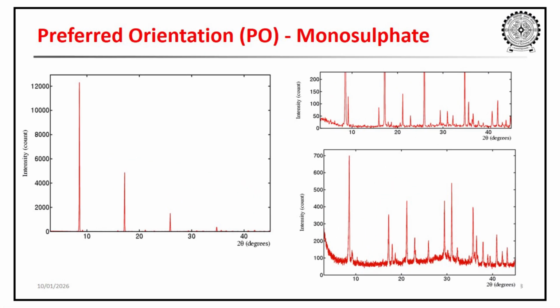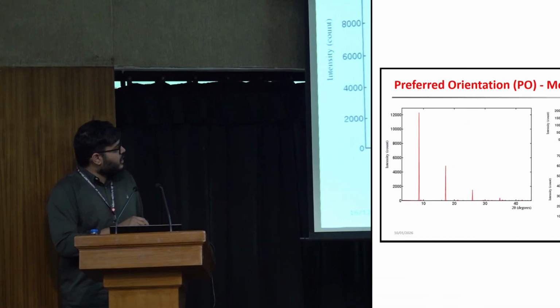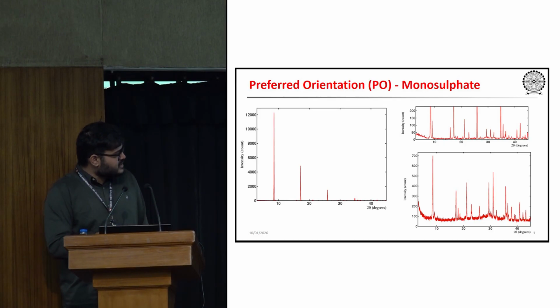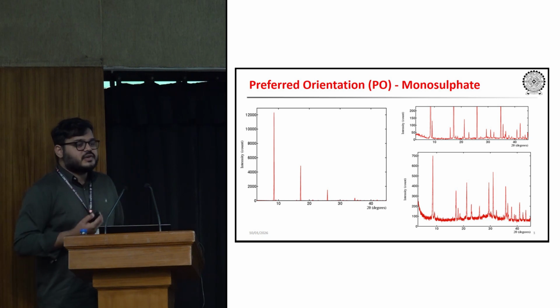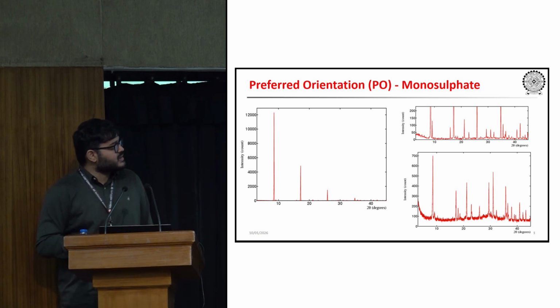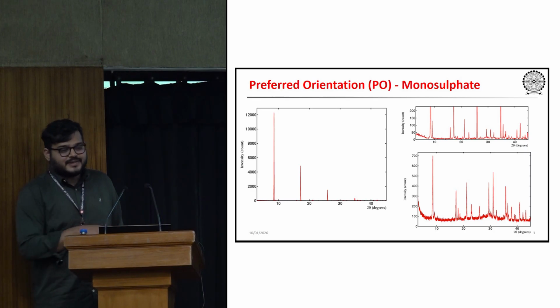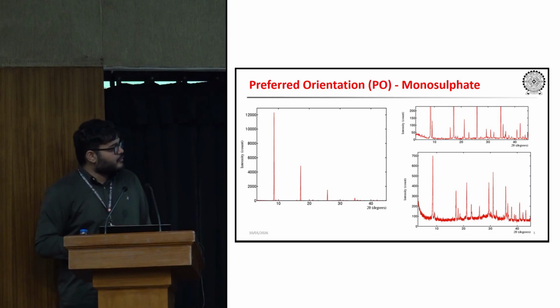So just to show you an example of preferred orientation in monosulfate. This is the monosulfate pattern collected. You can see these peaks with very large intensities. I don't know if it's very visible, there are some small peaks here as well, right? This is due to the extreme preferred orientation of the monosulfate crystal. This is a zoomed in image. You can see there is more information here, but that is being lost because of the preferred orientation.